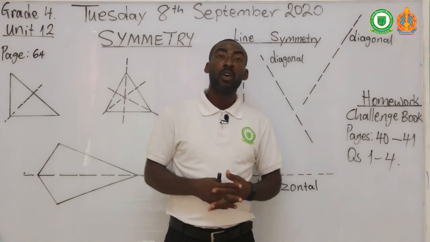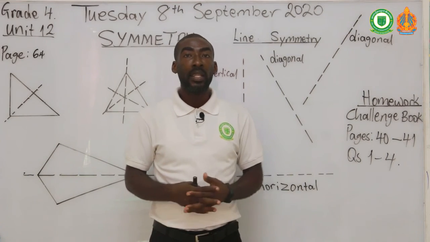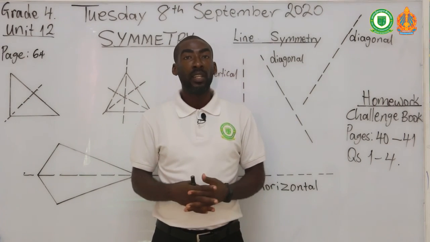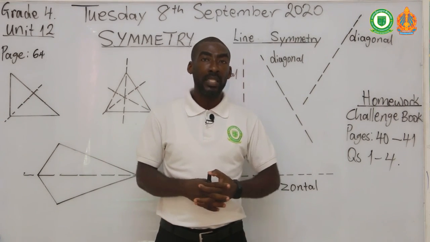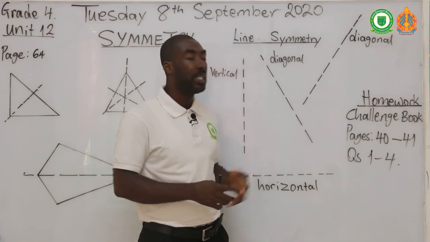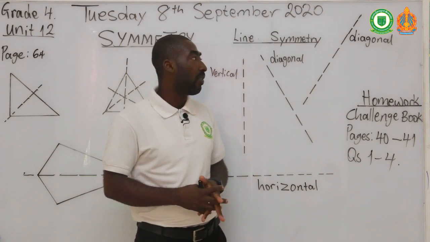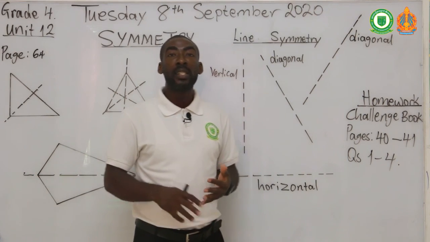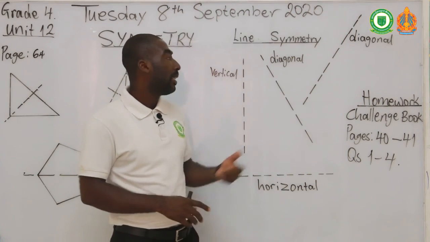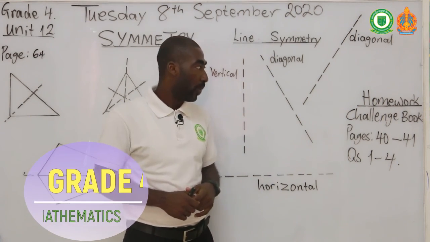A line of symmetry can also be known as the mirror line because it gives a reflection of the other half that you are dealing with. So it can also be called a mirror line. So whenever you hear a line of reflection, symmetry, or a mirror line, it all means the same topic.